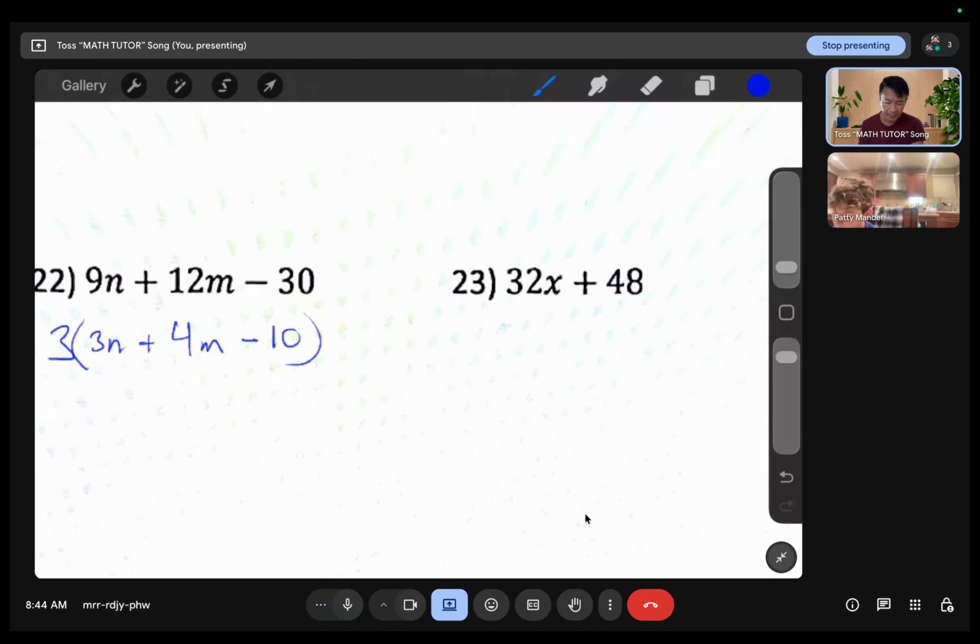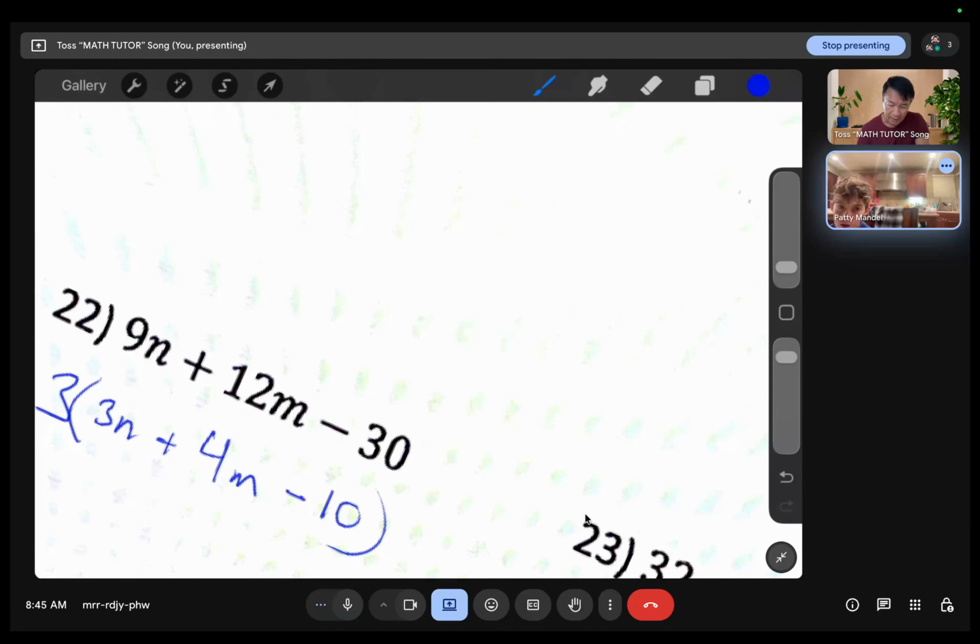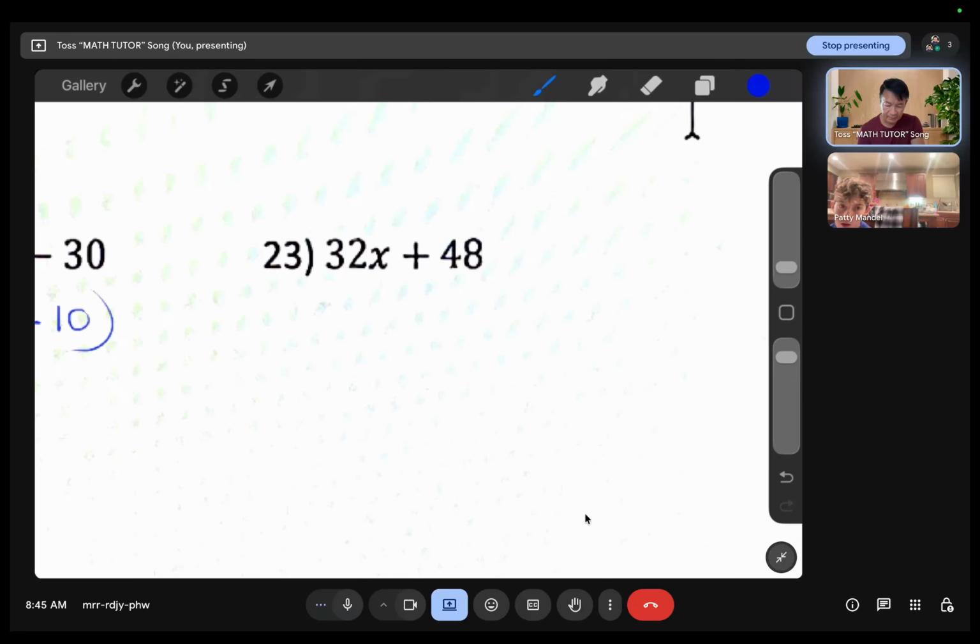What is the biggest number that can divide both 32 and 48 at the same time? The GCF. 16. Wow. Did you know that? That's pretty good. So let's check it. 48 divided by 16, 3 times. Wow. Very good.